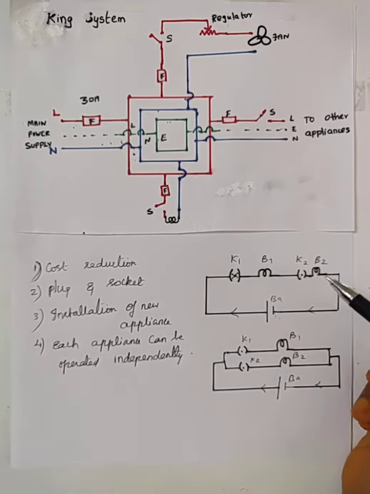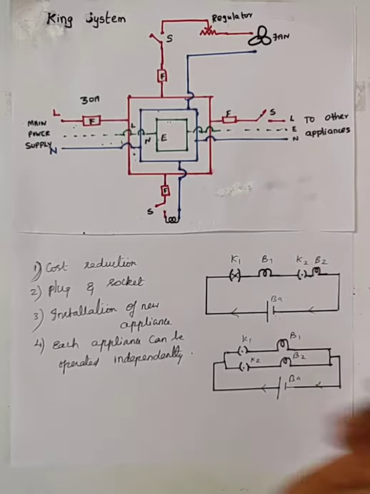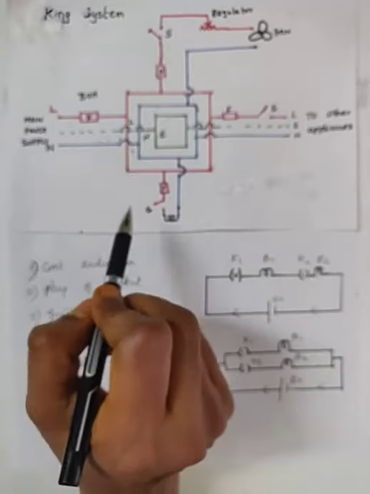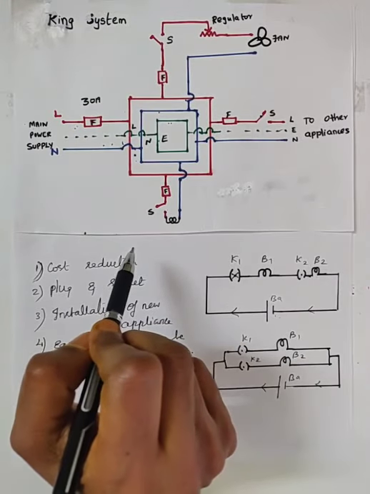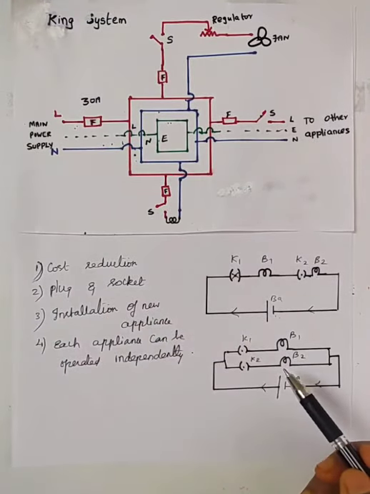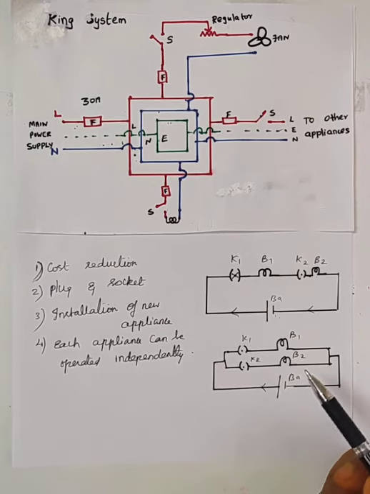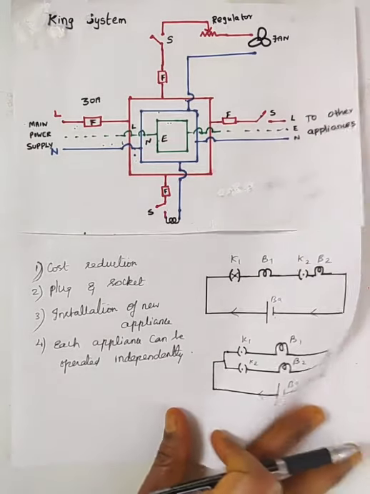Whatever is the disadvantage we have in the series connection, that can be overcome in the parallel connection. Because of this reason, all the appliances are connected in parallel in the ring system of wiring. In the house, all the appliances are connected in parallel so that each appliance can be operated independently and each appliance will be operated with their rated voltage. Okay. Next, we discuss about the fuse.